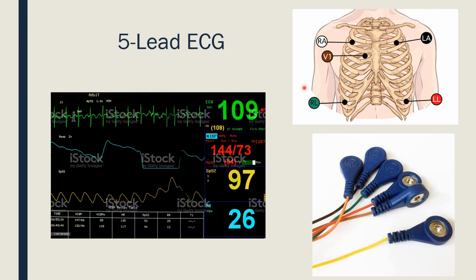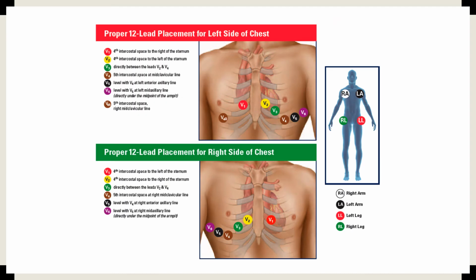So the grass, okay, this represents clouds, okay. So as you can see here, white, black, green, red, and here you will put the brown. This is the placement for 12-lead ECG. So just to show you the placement.